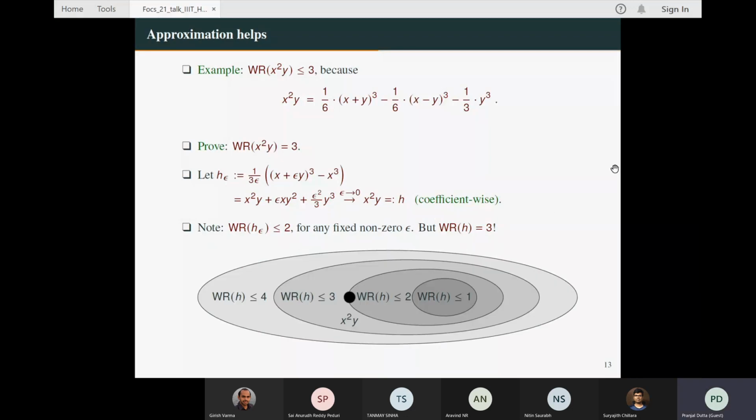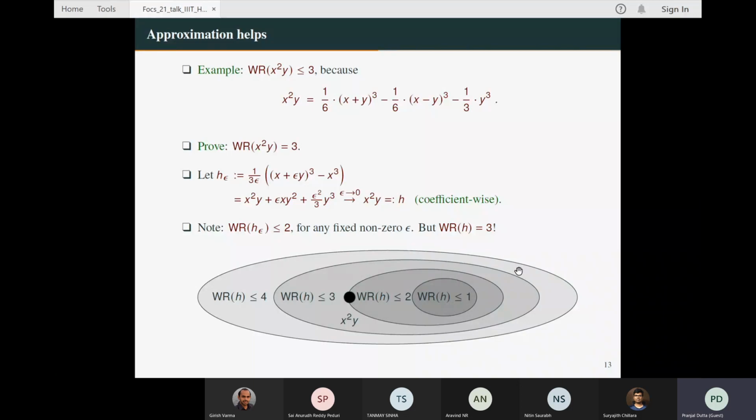So this is another good picture which will describe what I'm trying to say. Let's think of all polynomials where Waring rank is less than or equal to 1. Then this is polynomials where Waring rank is less than or equal to 2, less than or equal to 3, less than or equal to 4. I am claiming x square y sits in the border. Why? Because I have some polynomials h epsilon which are all inside this, and taking the limit, the moment you reach the limit point, it cannot be really inside. So it sits in the boundary. So this is exactly why this border notion came.